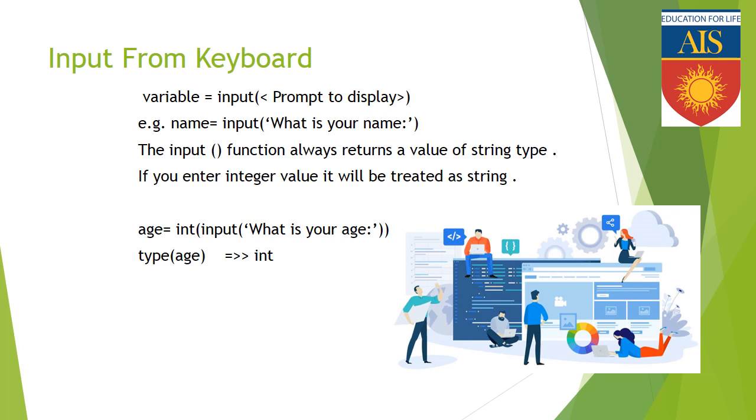Input from keyboard. Variable equal input, then within brackets you have to give the prompt which you want to display. That means the information you have to provide. The input function always returns a value of string type. If you enter an integer value, it will be treated as a string only. Age equal int, then brackets, input, what is your age. Whatever you type as a number, it will print that number only, but it will be treated as a string only.